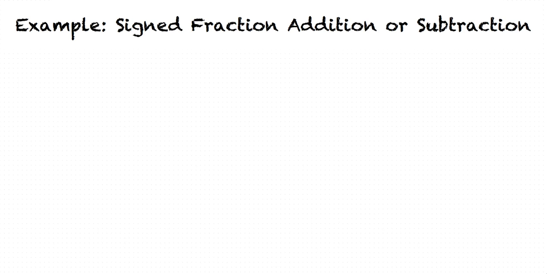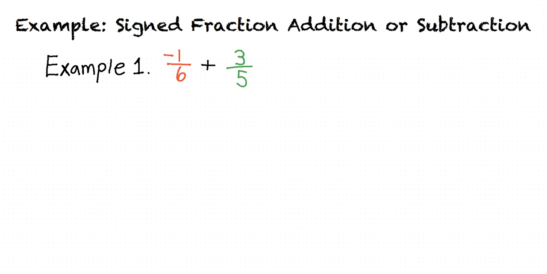This is an example video for the topic signed fraction addition or subtraction. To add or subtract fractions, we first must get a common denominator between the two fractions. We then add the numerators while keeping the denominators constant, and then we simplify. Let's look at an example problem.